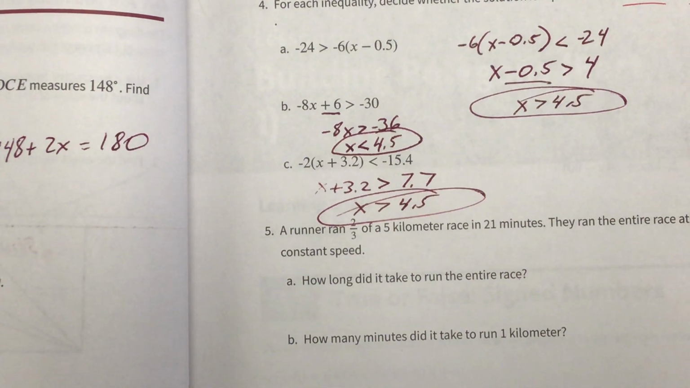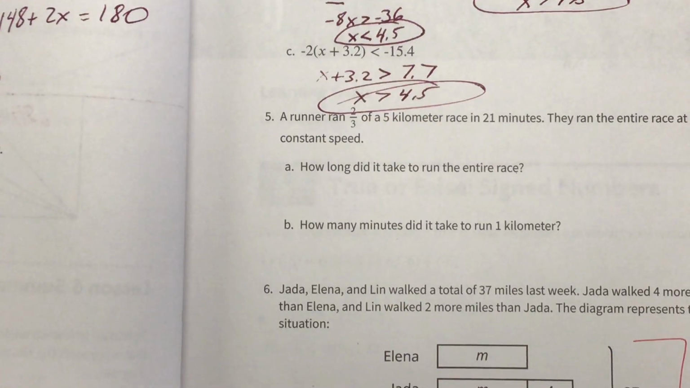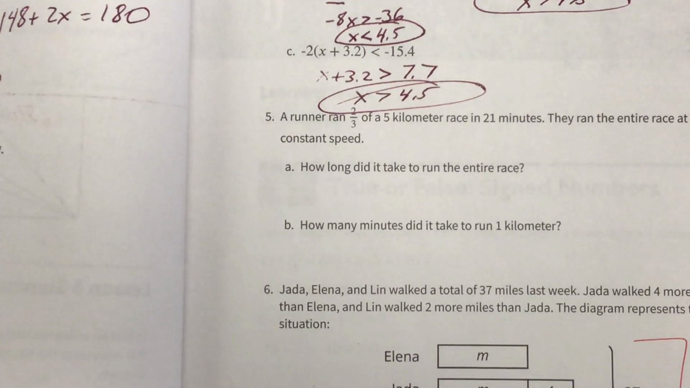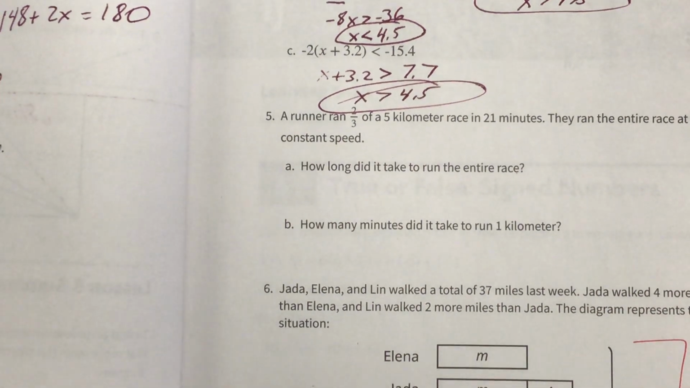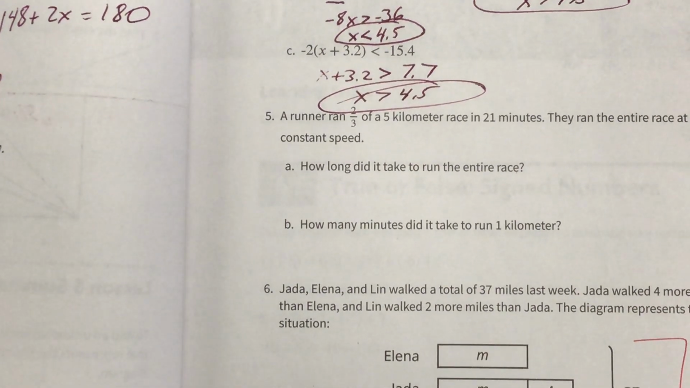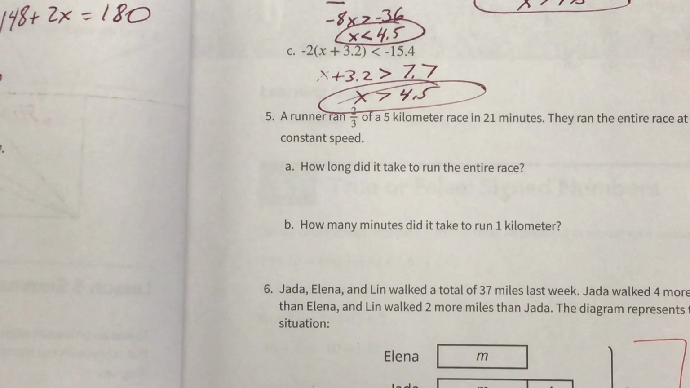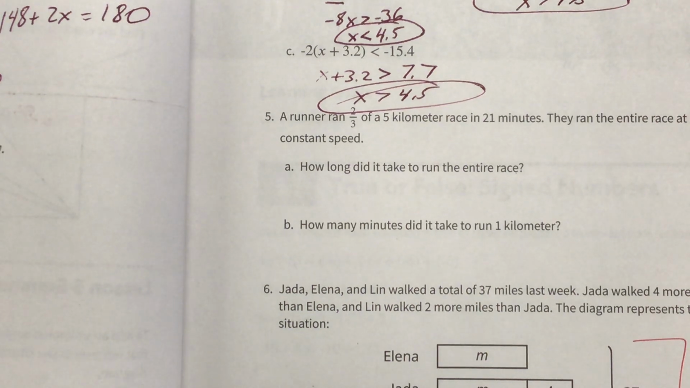Get greater than. Question number 5. Kellen. A runner ran 2/3 of a 5-kilometer race in 21 minutes. They ran the entire race at a constant speed. How long did it take to run the entire race? You want me to answer that? Sure. I got 31.5 minutes. How'd you get that? Math.